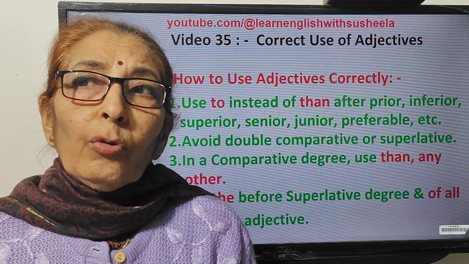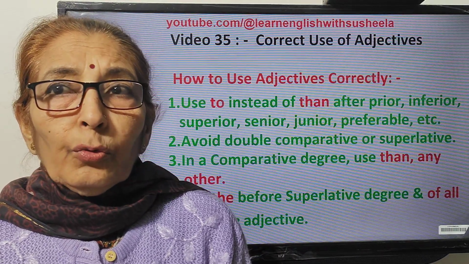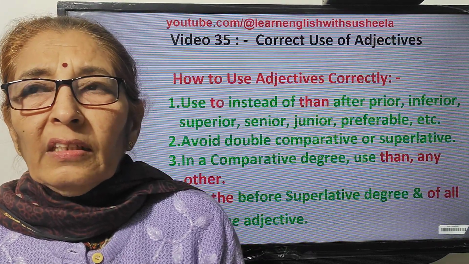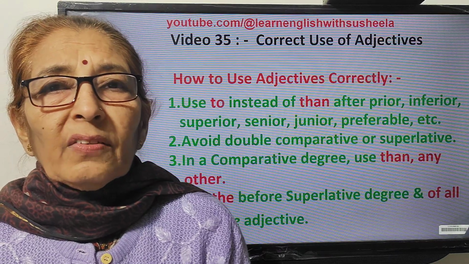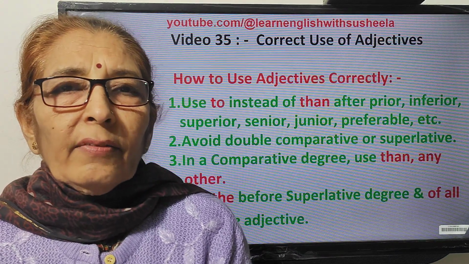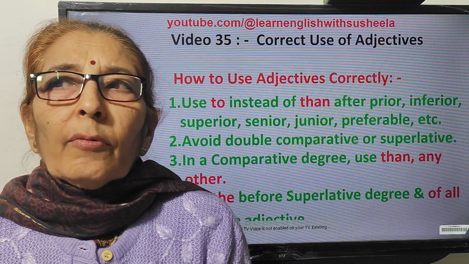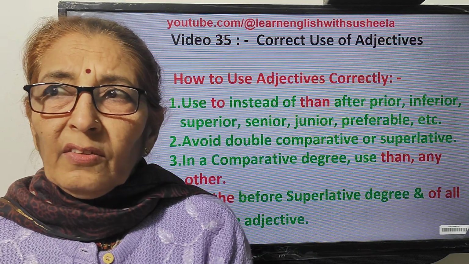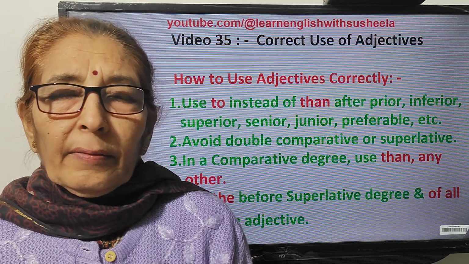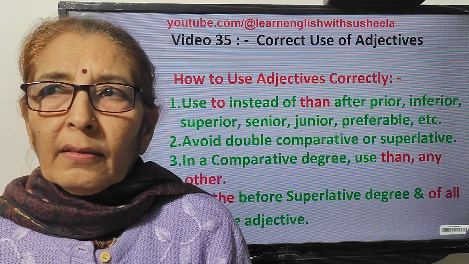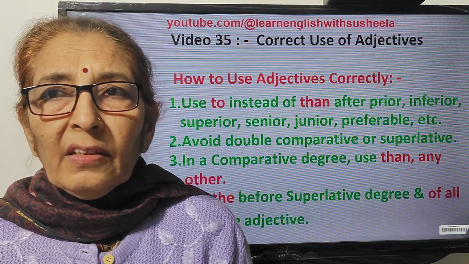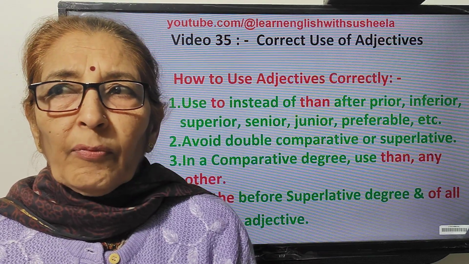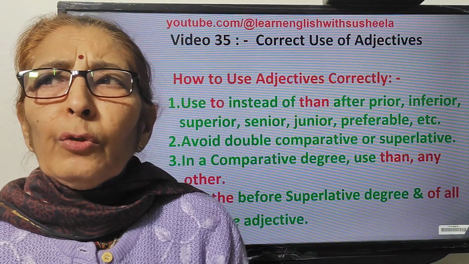Now the last thing is how to use adjectives correctly. Use to instead of than after prior, inferior, superior, senior, junior, preferable, etc. It means that with them we don't use than, we use to. For example, prior: He met me prior to his departure. Inferior: Your pen is inferior to his. Superior: My pen is superior to yours. Senior: He is senior to me by 2 years. Junior: She is junior to me. Preferable: Health is preferable to wealth. We don't use than here.